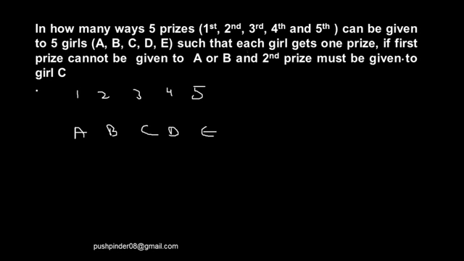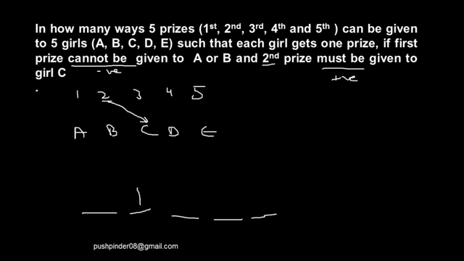Now what kind of conditions are there? First prize cannot be given to girl A or B. So this is a negative condition. Second prize must be given to girl C. So according to the rule, we should be satisfying the positive condition first. So these are the 5 prizes to be given away. In how many ways can you give the second prize? Second prize can only be given to girl C. So there is only one way to give the second prize. You cannot give the second prize in any other way, right? So that means second prize is solved.